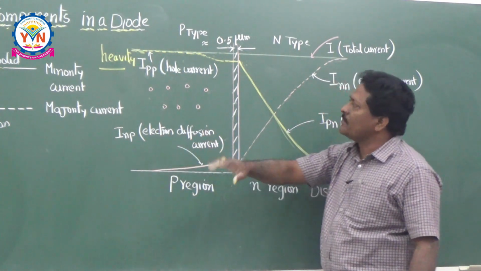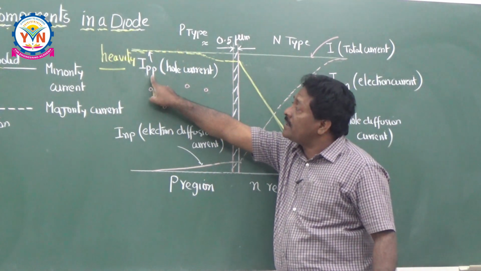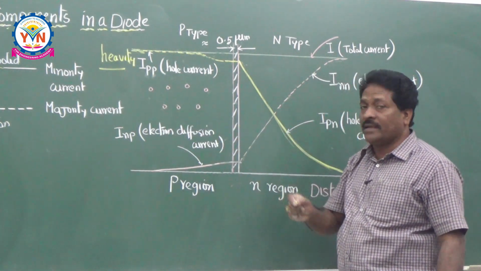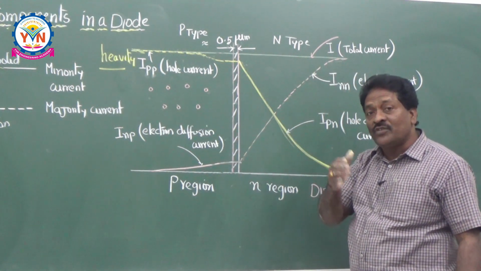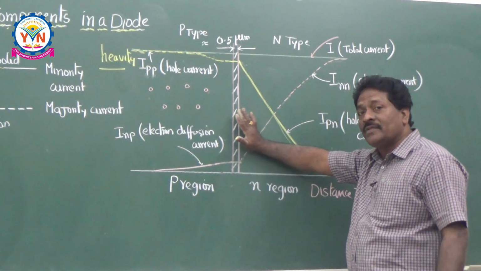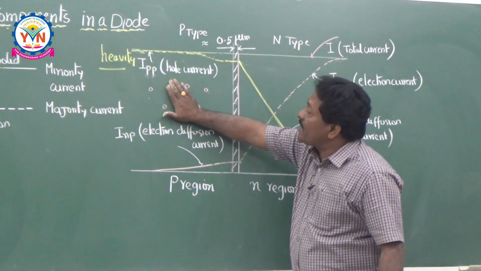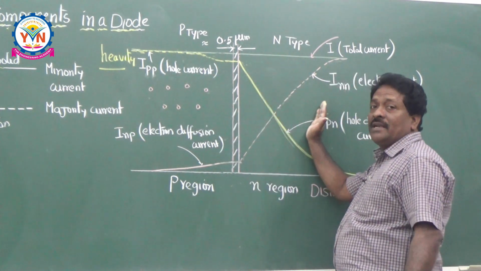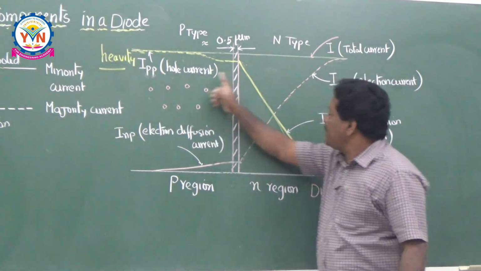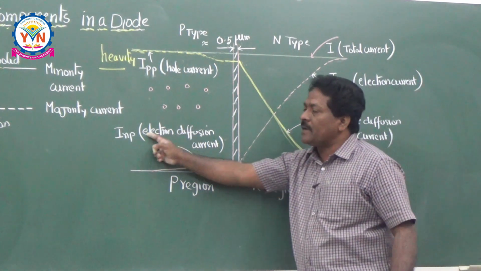So very simple, IPP, hole current in p-type, is a diffusion current, because I already told you at the beginning, our interest is only the diffusion of the current carriers. We are not at all taking care of the drift current, because when one type of carrier enters the other type, it becomes diffusion. So that's why IPP becomes IPN of x and INN becomes INP of x.